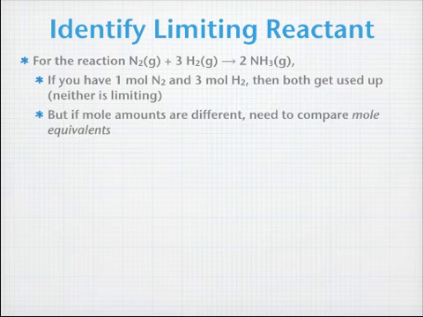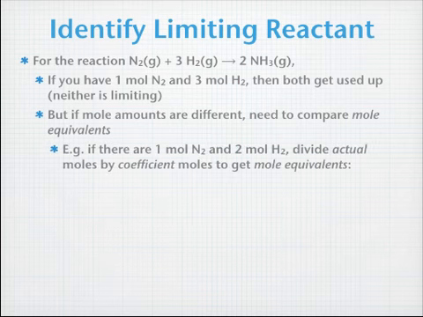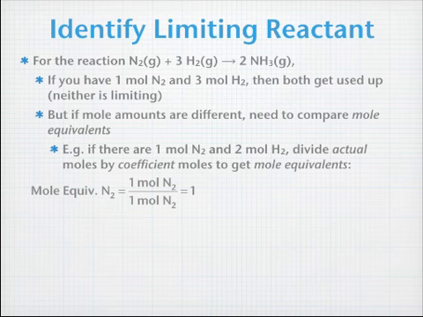But if the mole amounts are different and you don't recognize the ratio, then what you're going to have to do is compare what I call the mole equivalence. So start with the same reaction but with a little different numbers. We have 1 mole of nitrogen and 2 moles of hydrogen now. The way we're going to find the mole equivalence, the way we're going to identify the limiting reactant, is by dividing the actual moles by the moles in the coefficient.